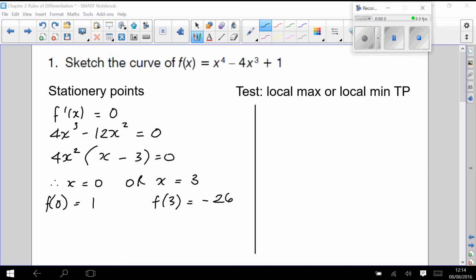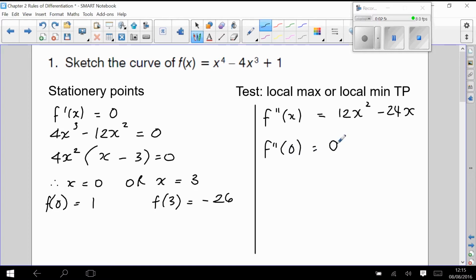Remember, when I want to test whether my stationary point is a local maximum or a local minimum, I must find the second derivative. So I'm going to find f dash dash x. And this is going to be 12x squared minus 24x. Now what I'm going to do is take my x value, the first x value was 0, and I substitute that into the second derivative. And when I do that, I actually get a 0. Now that means that the concavity changes when x is 0. I'm going to check that just now by using my concavity testing table.